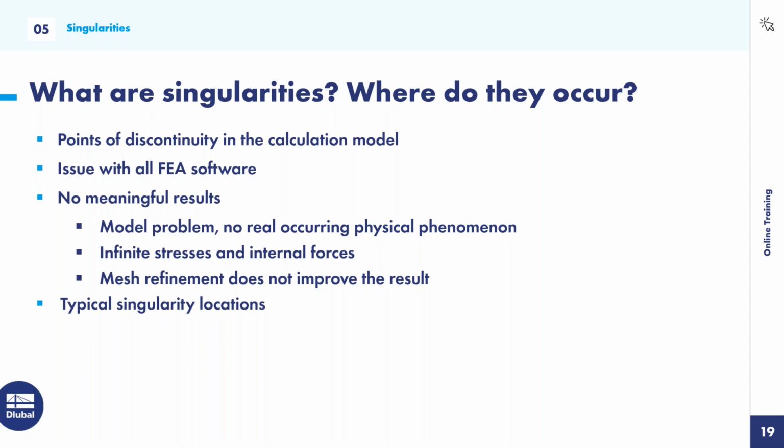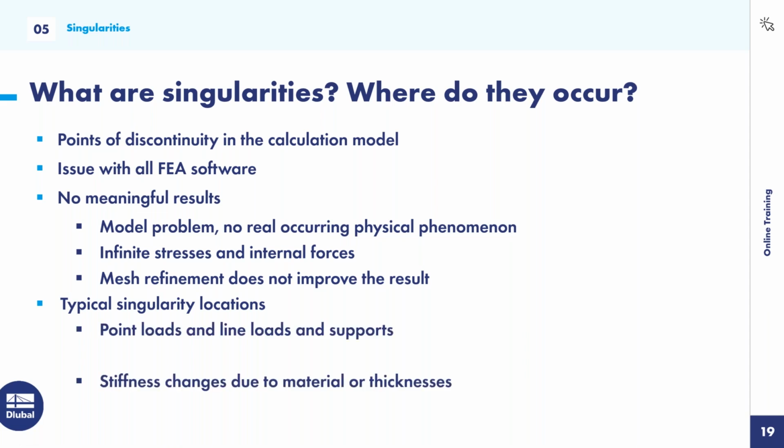So types of singularity locations: point loads, line loads and line supports can cause singularities. Openings, reentrant corners or connecting corners can cause singularities. And then stiffness changes due to a quick change in material or thickness can also cause singularities.